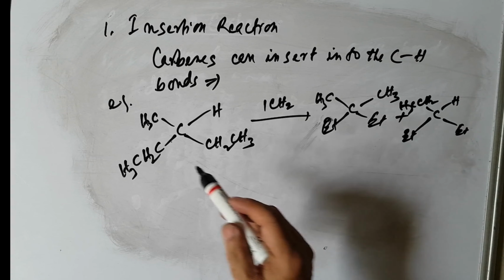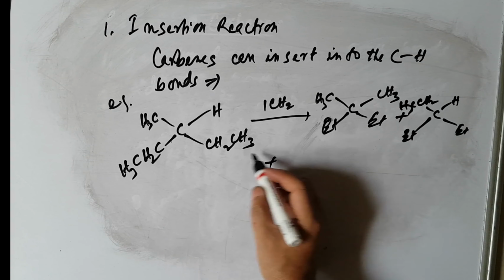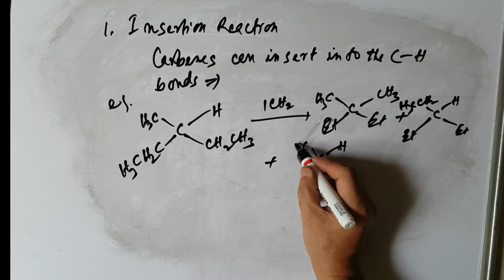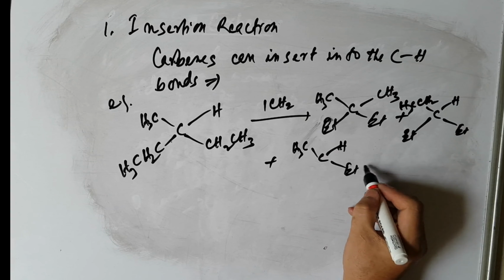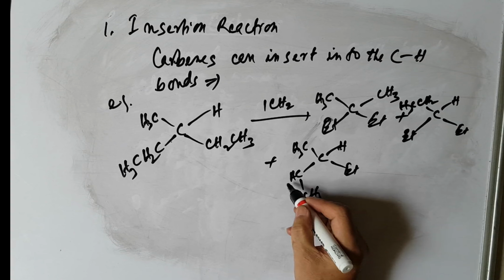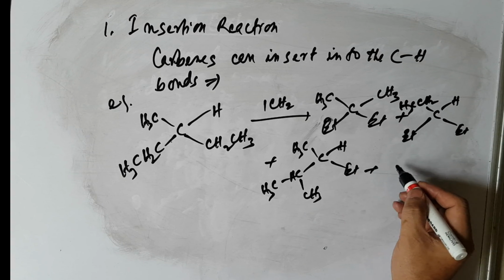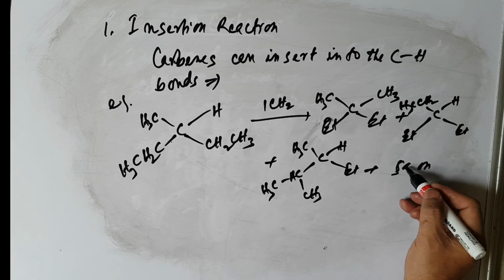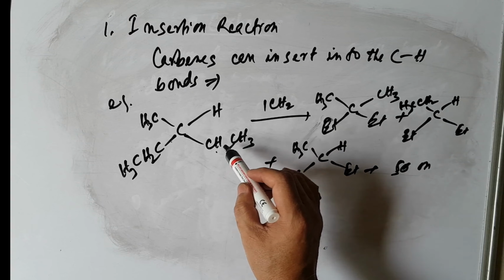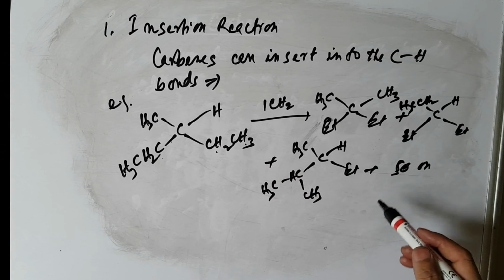So here another one is inserted in between these two, and here also you can have many products. Here also inserted here, hydrogen here, CH3 here, this ethyl group is intact, and here CH, another one here, so you can have CH3 and this CH3. Similarly you can have so many products, because there are many C-H bonds here.